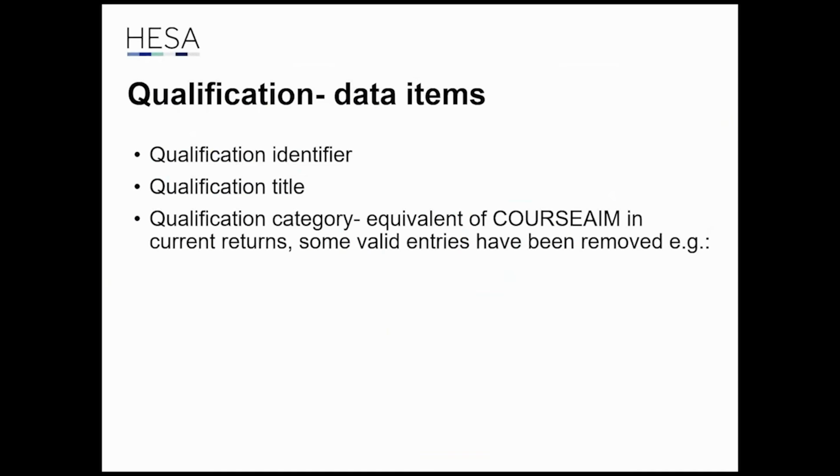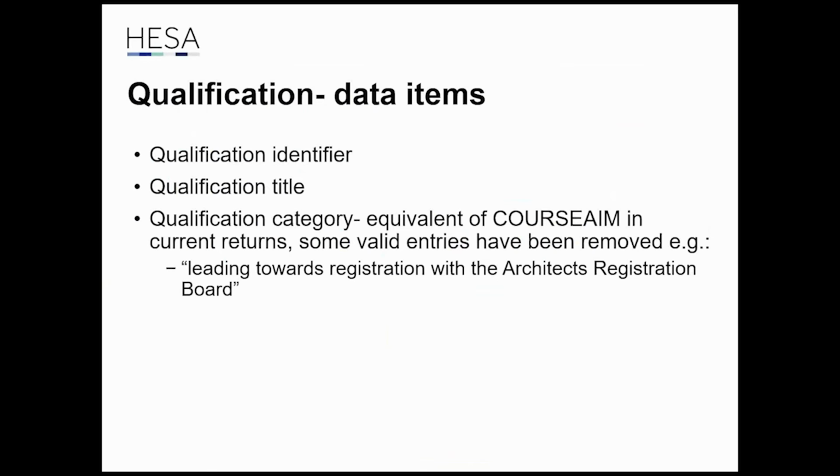So firstly, in the qualification category field, we don't have valid entries that have this leading towards registration with the Architects Registration Board. So rather than having, for example, one valid entry for a first degree that leads to registration with the Architects Registration Board and another for a first degree that doesn't, you've just got one valid entry for first degree, and this is collected elsewhere.